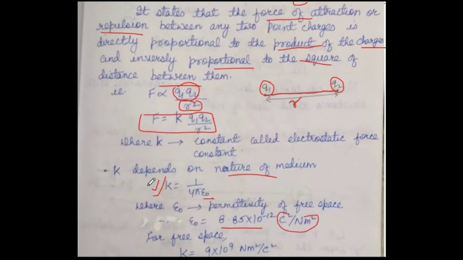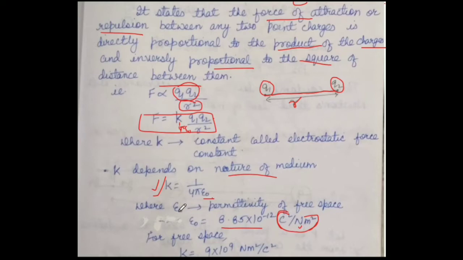Okay, so when you put 1 by 4 pi epsilon naught in place of K here, then epsilon naught becomes Q1 Q2 by R square F, right? Q1 Q2 means Coulomb square, and F into R square means Newton meter square. So the unit for epsilon naught, the permittivity of free space, is 8.85 into 10 to the power minus 12 Coulomb square per Newton meter square. You must remember this one, right?